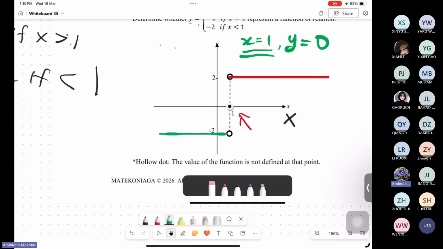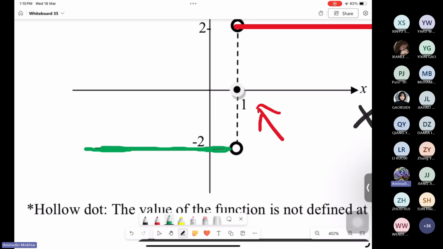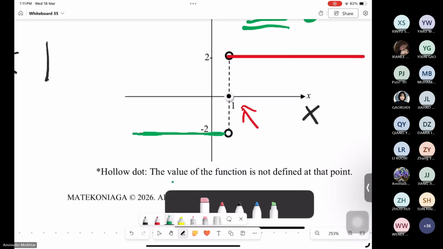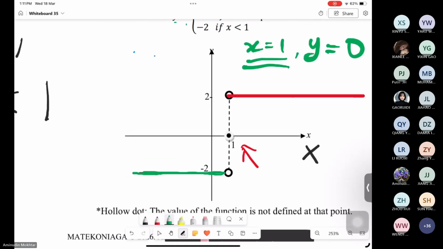So in this case, we draw the black dot to show that at that point the value of y and the value of x exist. So that's why I put the black dot here. Before that, at this point, x equals 1, y equals 2.